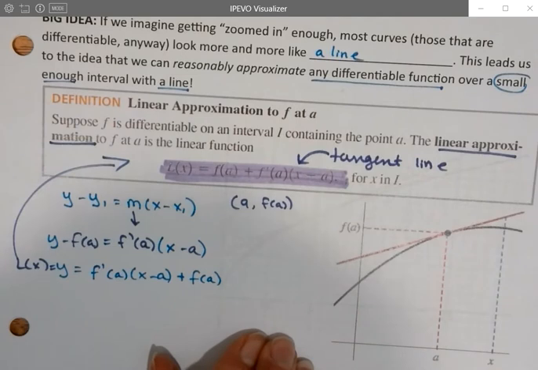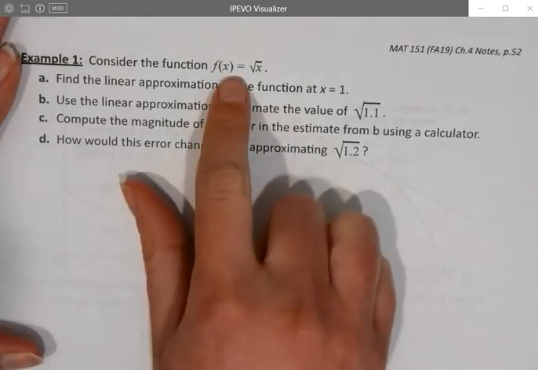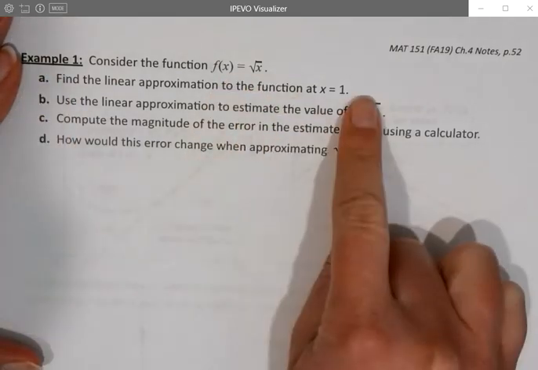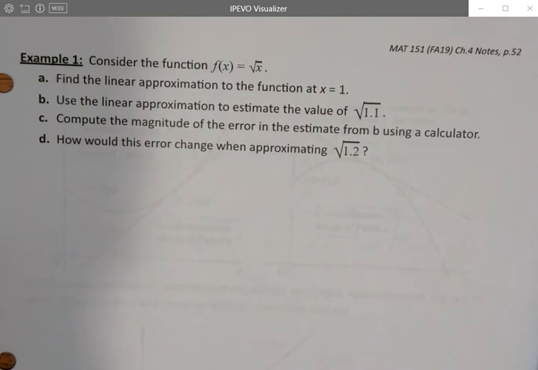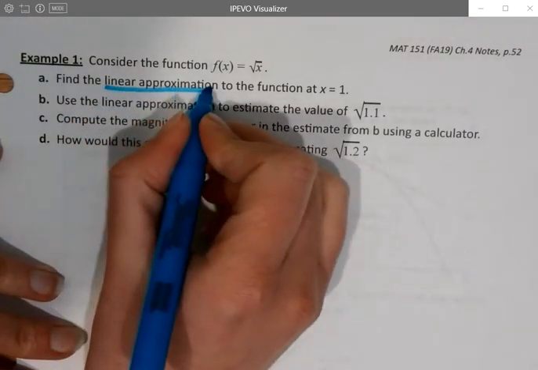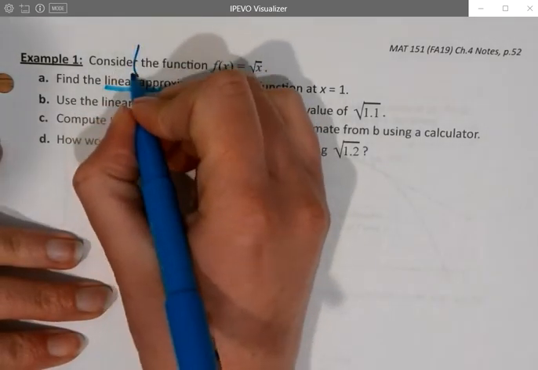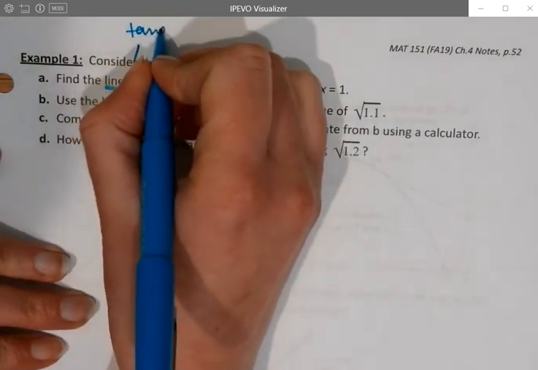Okay, so let's do this on the next page. We've done tangent lines plenty, so this should be familiar. We've got a function here. We're going to use the square root of x and find the linear approximation function at x equals 1. That's the same thing, of course, as finding the tangent line at x equals 1. We've done that a lot. So just as a note, this is the tangent line.